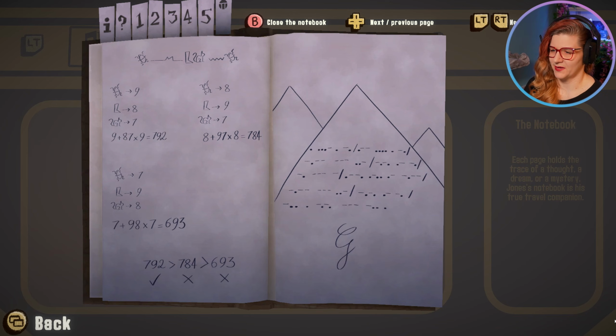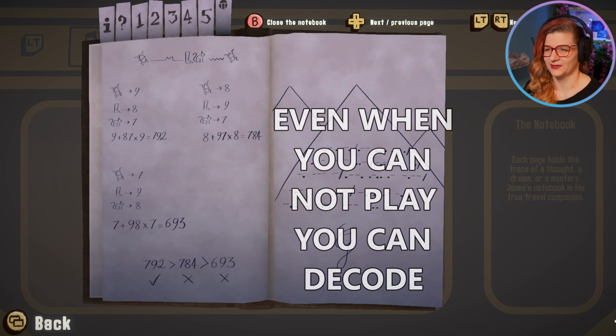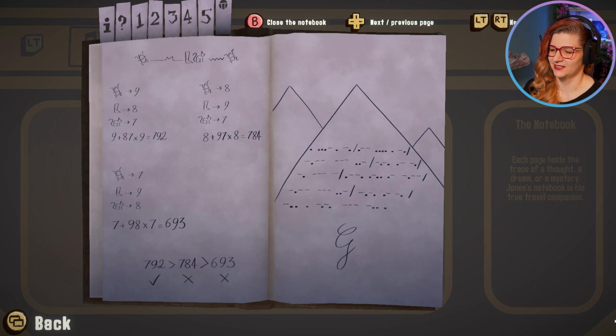And this thing with the mountains, that's definitely Morse code. And then that G at the bottom, it might mean some things. So the Morse code, if we translate it, it doesn't give us an answer, it just gives us another cryptic clue. The G is kind of suspicious, but also not quite clear to me.